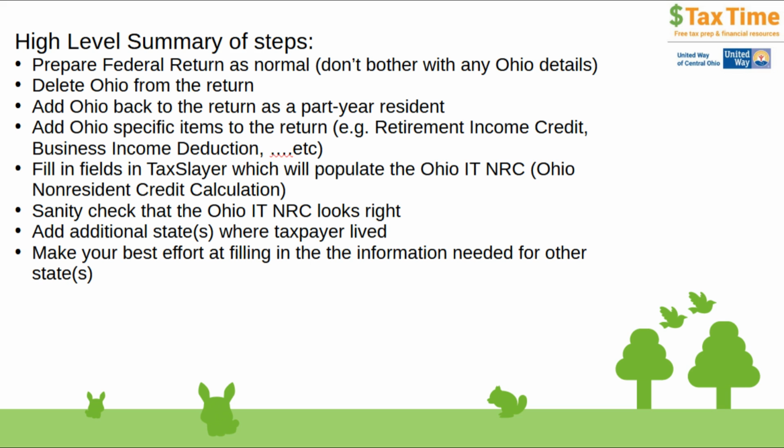We'll then fill in the fields in TaxSlayer for the part year return, which will populate the Ohio IT NRC form. That's the Ohio non-resident credit calculation. We'll then do a quick sanity check that the IT NRC looks correct. We'll then add additional state or states where the taxpayer lived during that year. And then finally, we'll make our best effort at filling in the information needed for these other states.